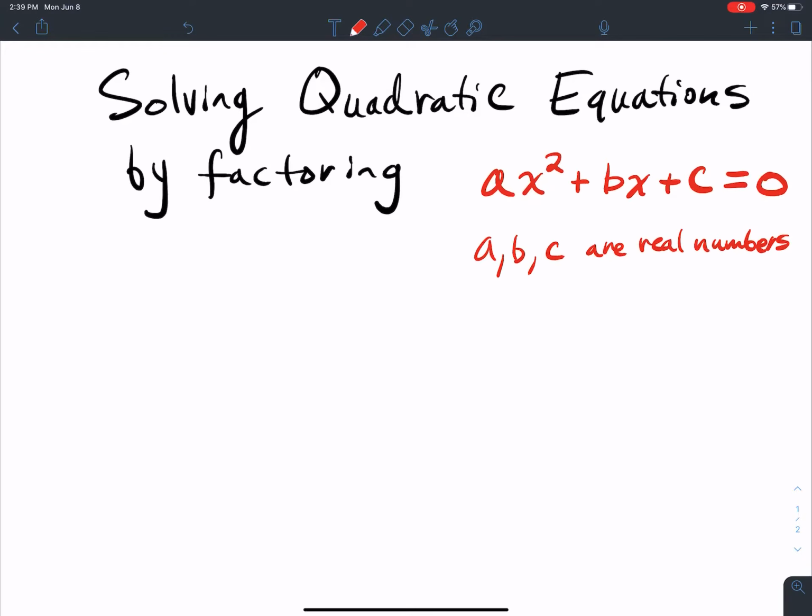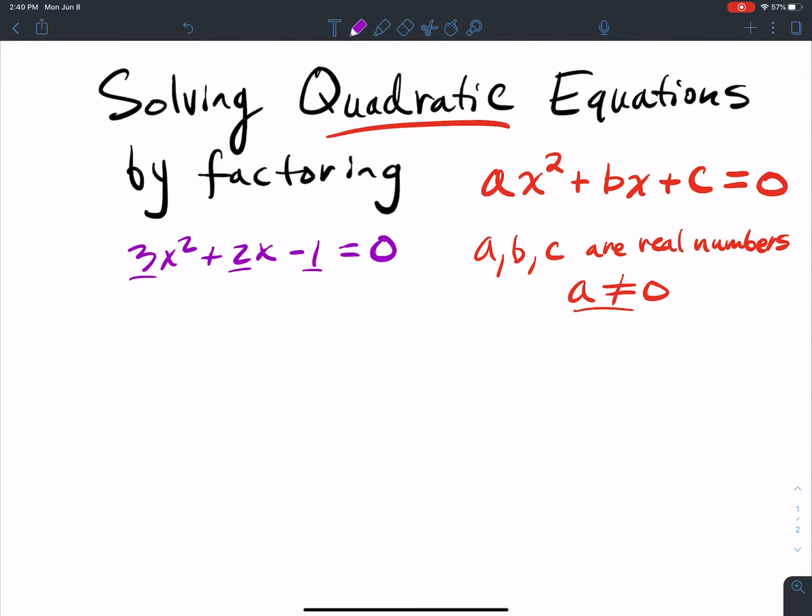And I'm going to say a is not equal to 0. If a equals 0, that means that first term would go away, right? And then it wouldn't be a quadratic anymore, it'd be linear. So we're going to set a to not be 0. That way we're still dealing with a quadratic equation. So those are just numbers. It could be, I don't know, 3x squared plus 2x minus 1 equal to 0, right? That's an example of a quadratic with a equal to 3, b equal to 2, and c equal to -1.